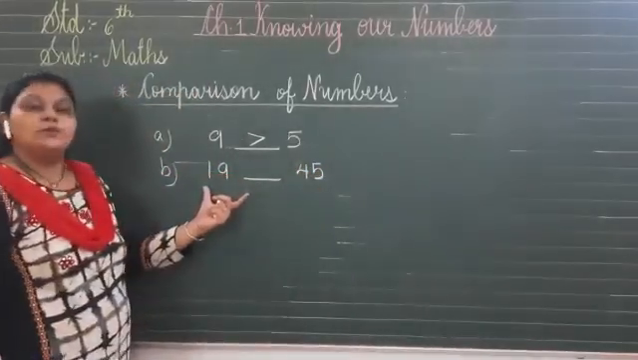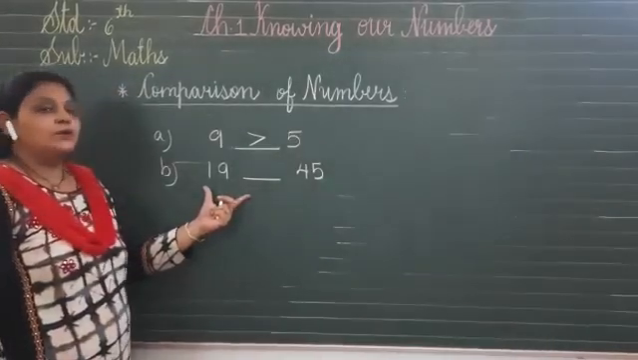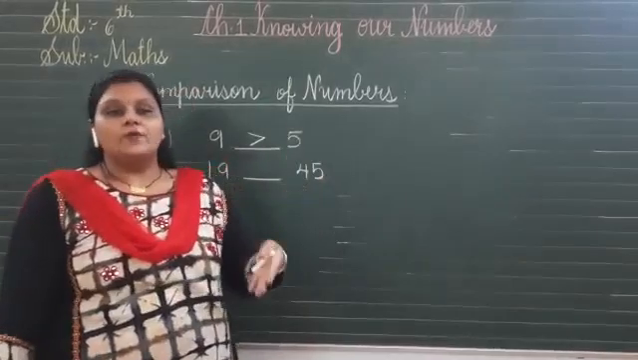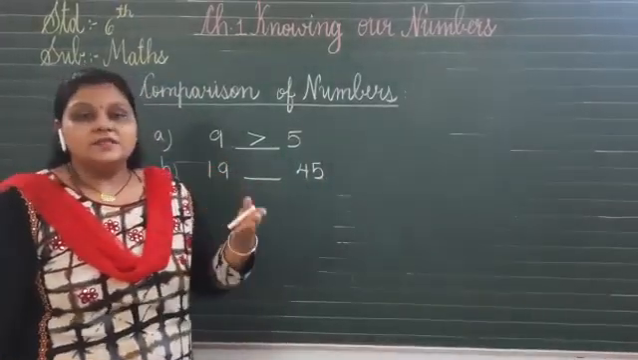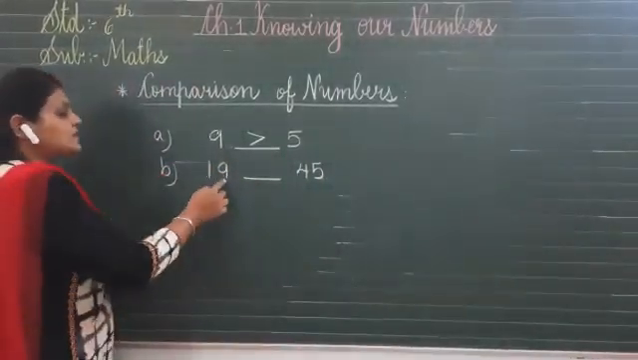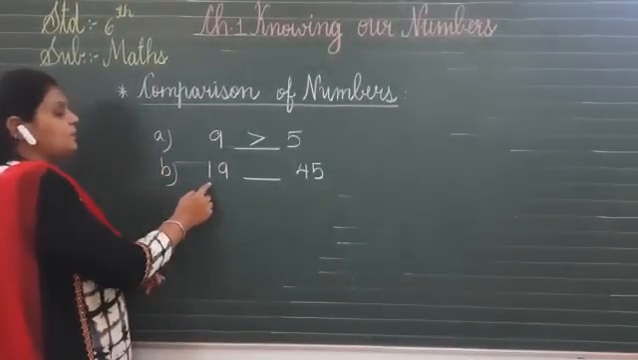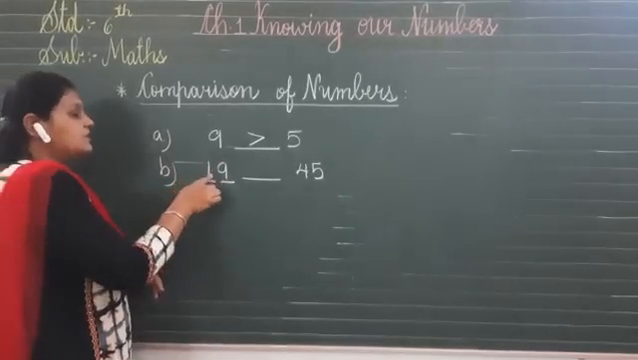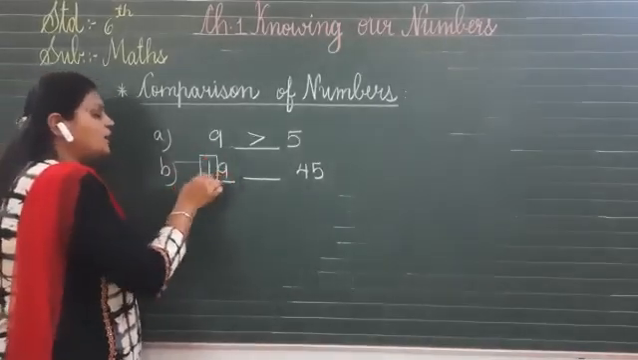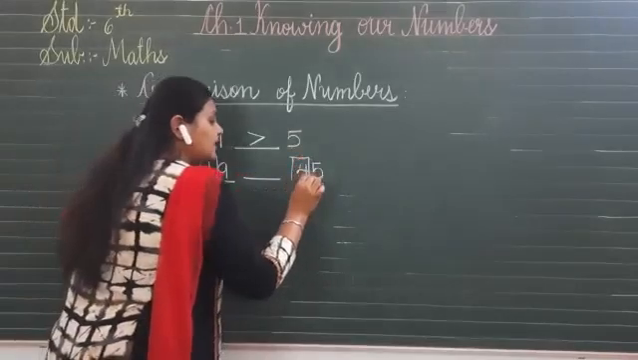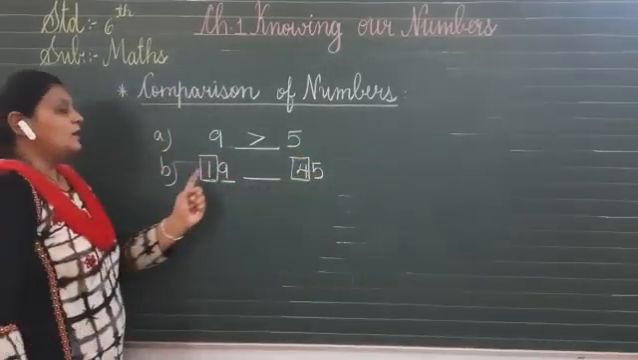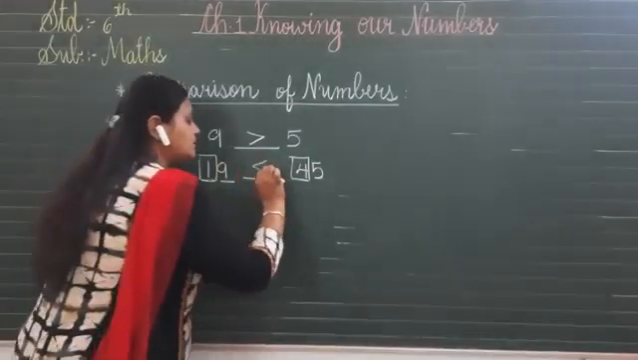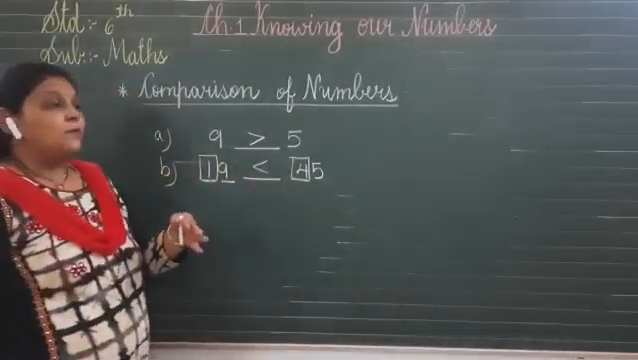Now suppose the number is of 2 digits. Here what we will do? Here we have to check places of the number. Now what are the places? These are all the places of the number. First place, second place. Here first place is 1. Here first place is 4. 1 is smaller than 4. So we can say 19 is smaller than 45.